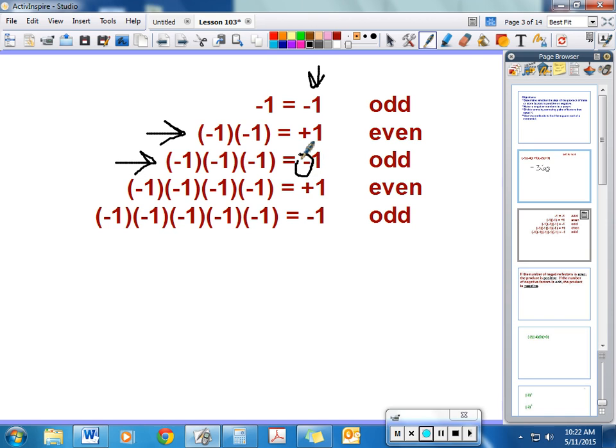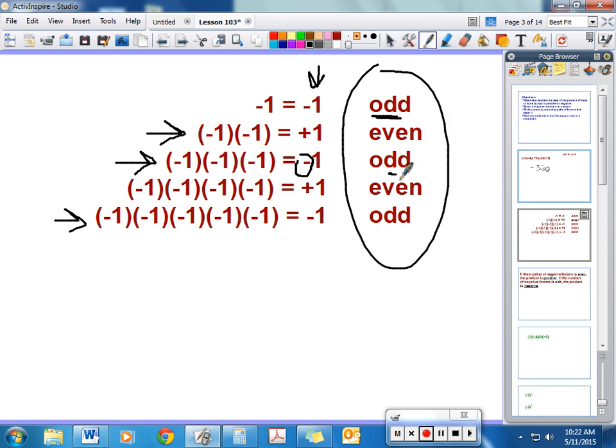If you have four negative numbers multiplied together, then you end up being positive, and so on. So as you can see over here, when we're looking at the odds and evens, if you have an odd number of negative factors, your answer ends up being negative. If you have an even number of negative factors, then your answer ends up being positive.